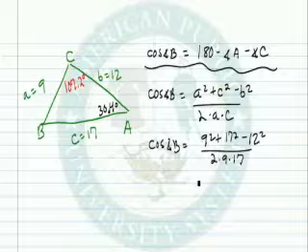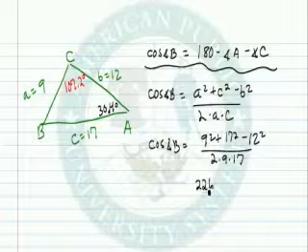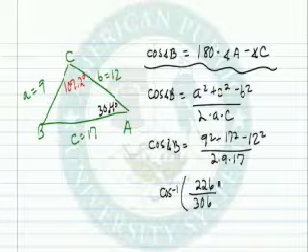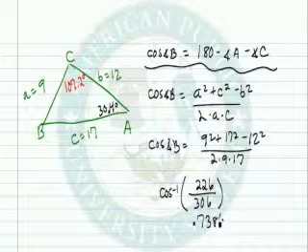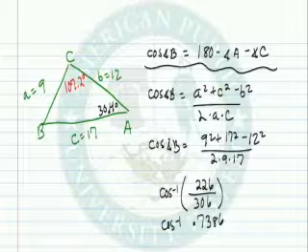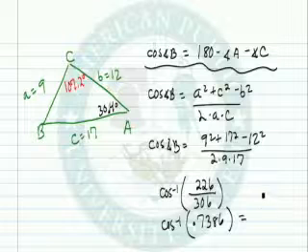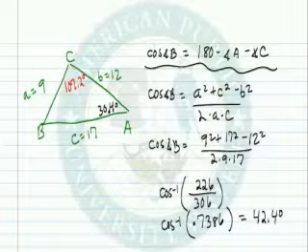When we simplify the numerator, we get 226. When we simplify the denominator, we get 306. And when we divide, that decimal number ends up being 0.7386. So either looking this up on a table or plugging it into our calculator with arc cosine, we get angle B equals 42.4 degrees.